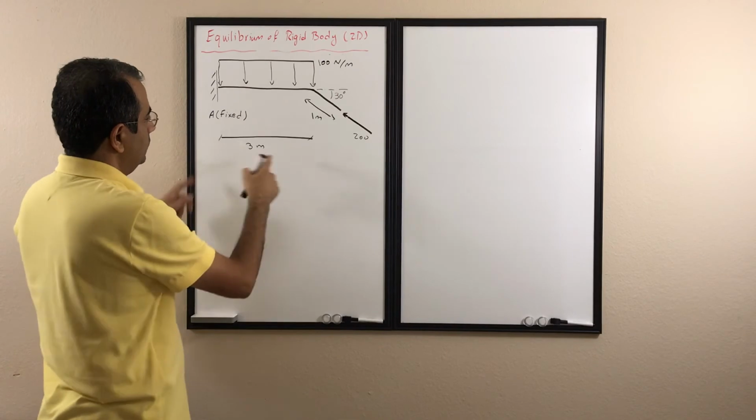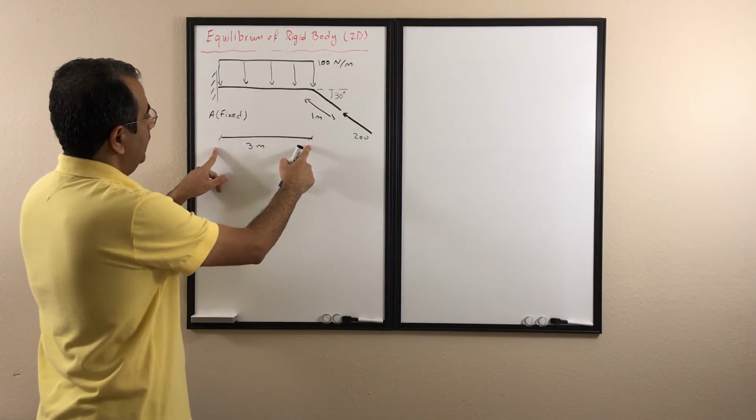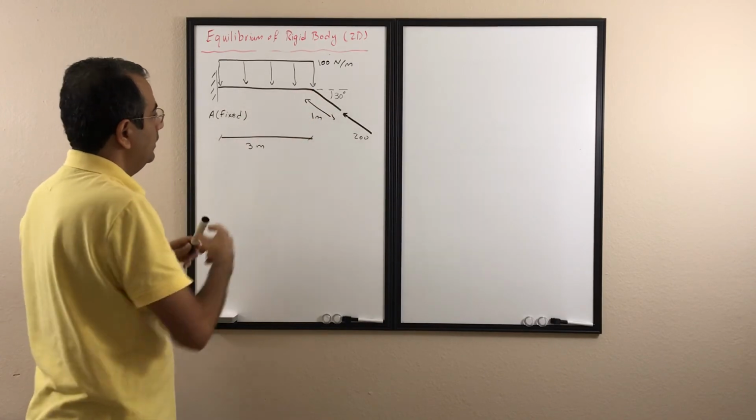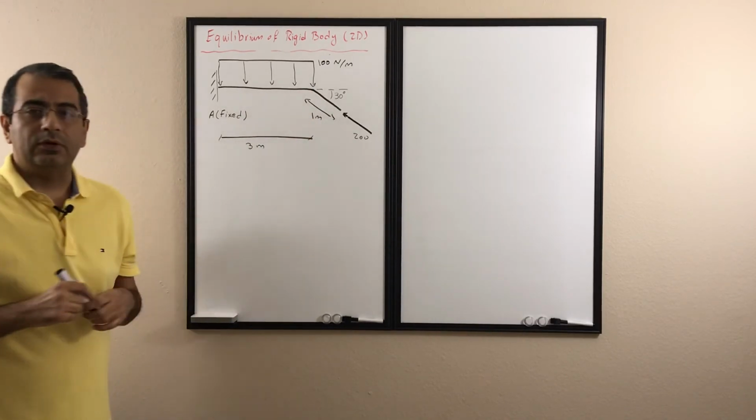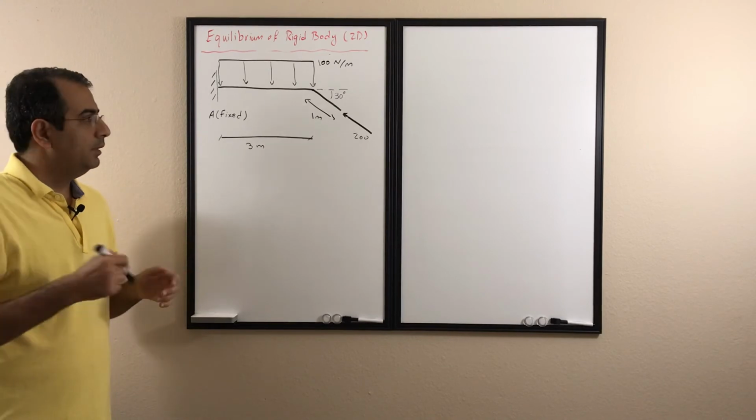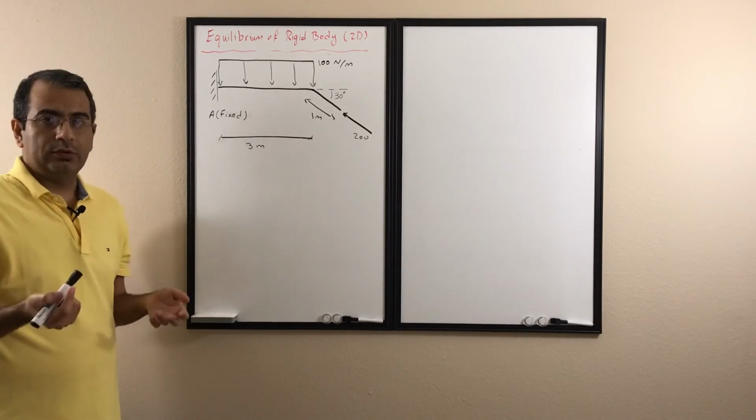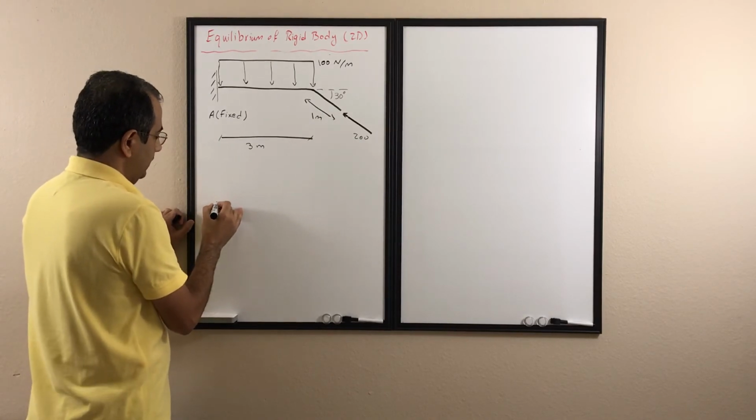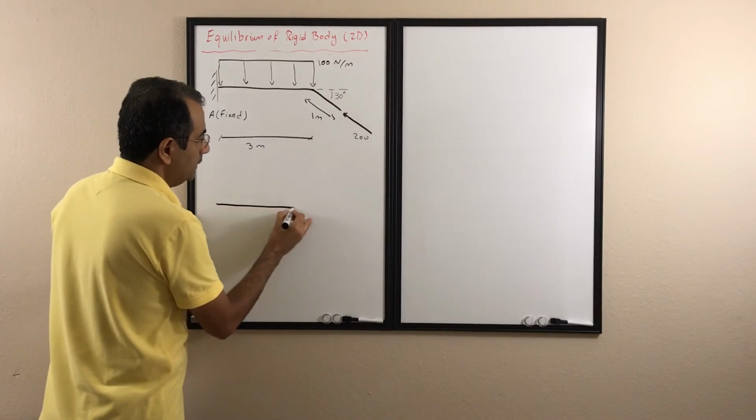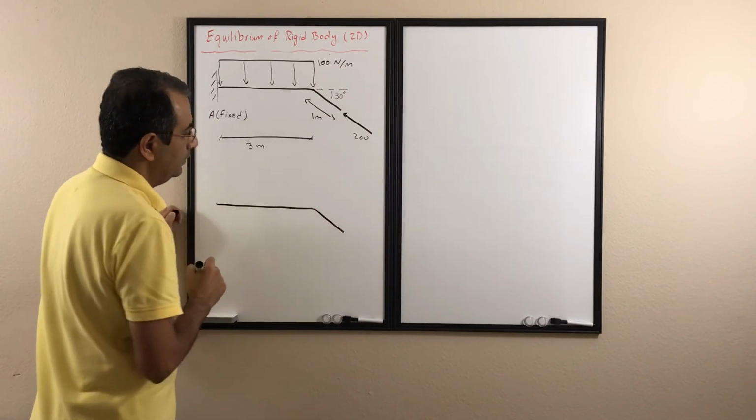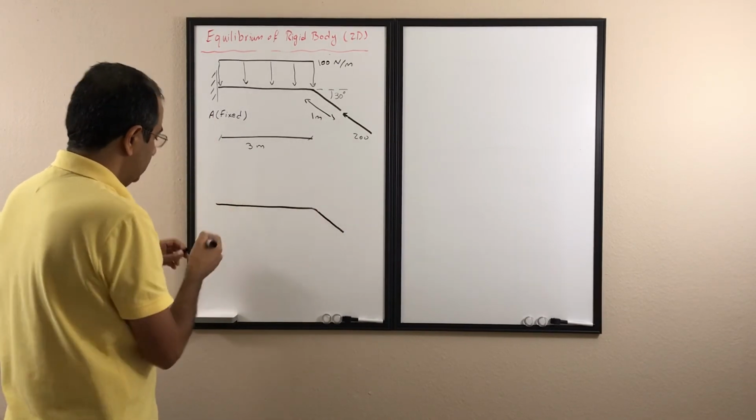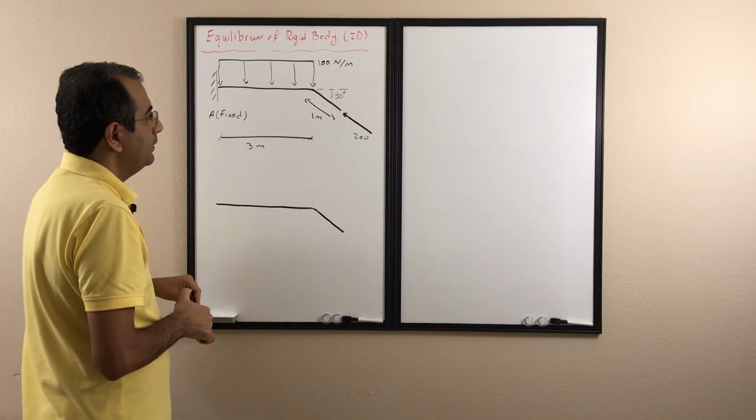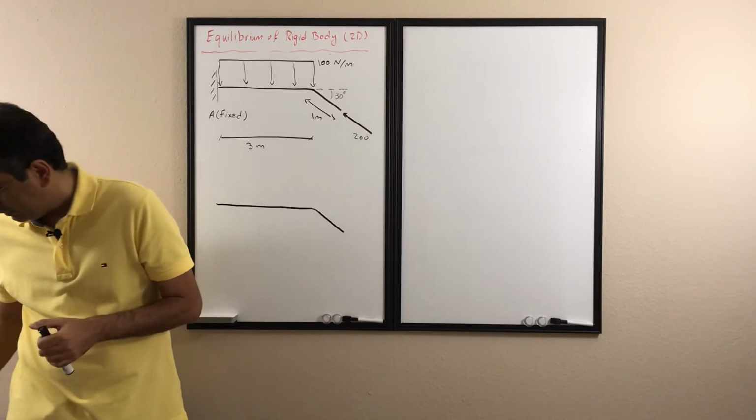So there's the 200 Newton. The total length is 3 meters, and that slanted part is 1 meter. So I want to find all the reactions at point A. Again, the first thing we are going to do is draw the free body diagram, which is just removing everything and drawing the object itself. Then I'm going to add all the external forces applied on that.